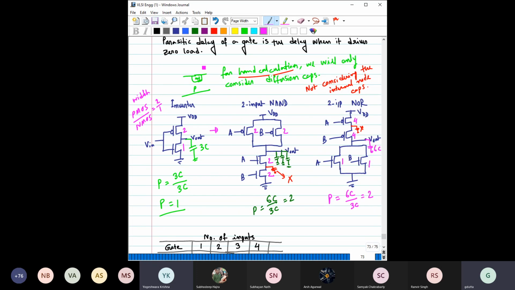Okay, so if you have understood this, then let me ask you one question from here. Find P for 3 input NAND. Can anyone tell what would be the P for 3 input NAND? Would it be 9? 9 by 3? Some of you are saying 3, some of you are saying 9.